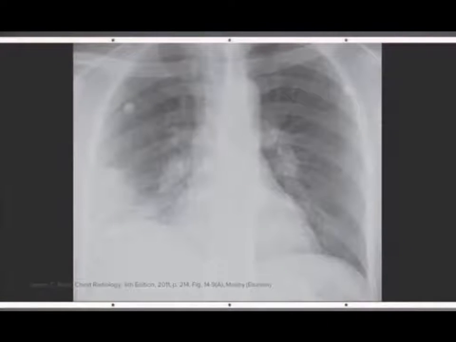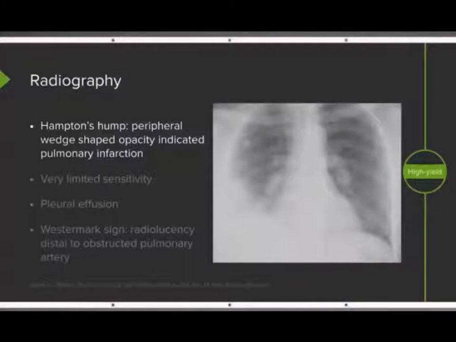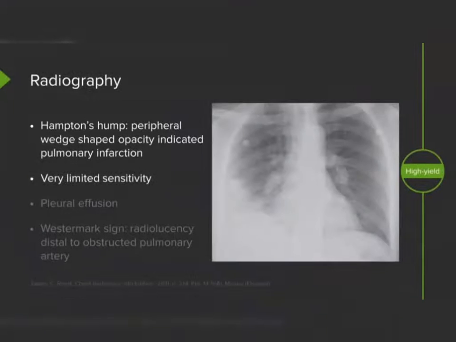So let's take a look at this radiograph. We see what looks like an area of consolidation in the right lower lobe. So this is an example of what's called a Hampton's hump, which is a peripheral wedge-shaped opacity that actually indicates pulmonary infarction. However, radiography is actually very limited in terms of its sensitivity in detecting pulmonary embolism.